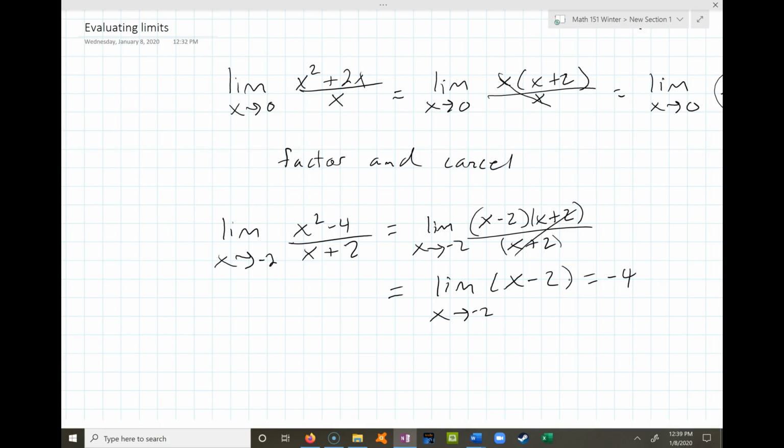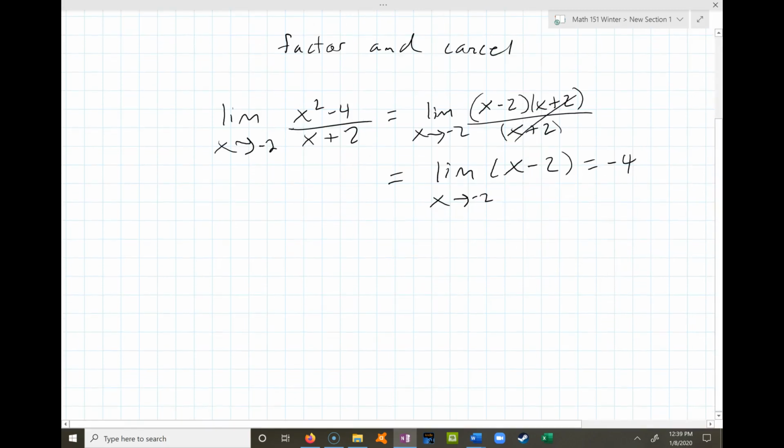So that's the factor and cancel technique. Some other techniques we have is, for example, we have the limit as x approaches 0 of the square root of x plus 9 minus 3 all over x. So here's another situation where we want to try to evaluate this limit, and that means we're trying to figure out what this expression is doing as x gets close to 0.